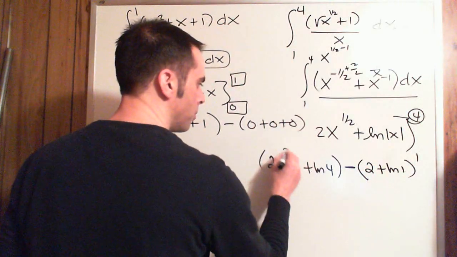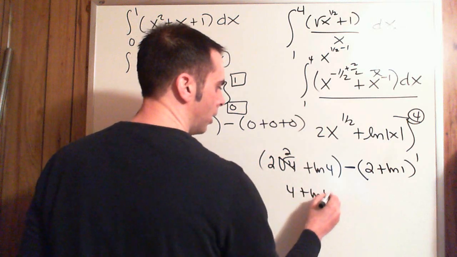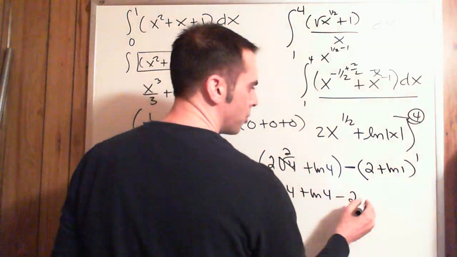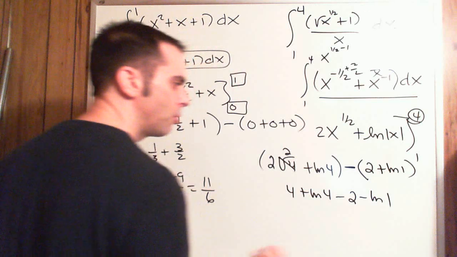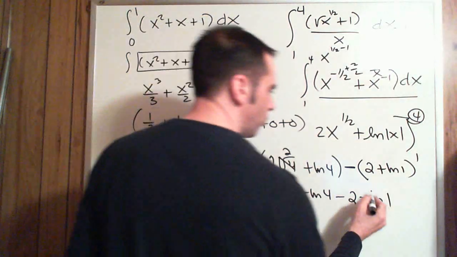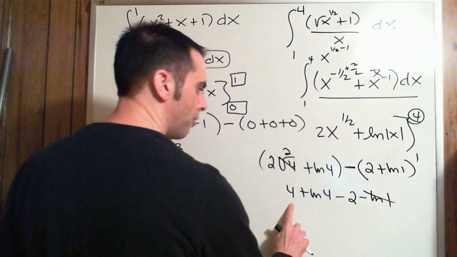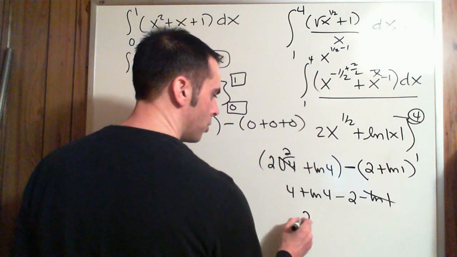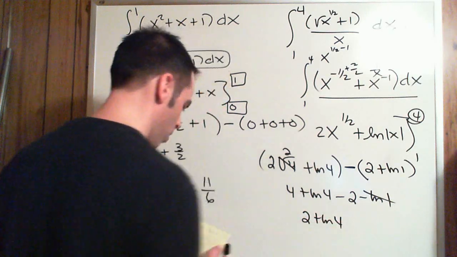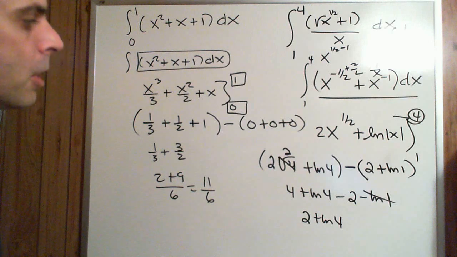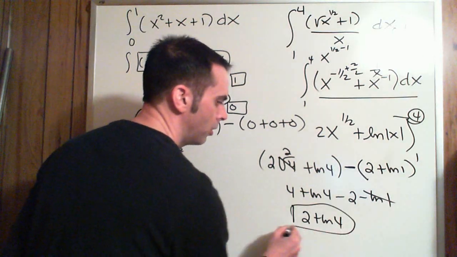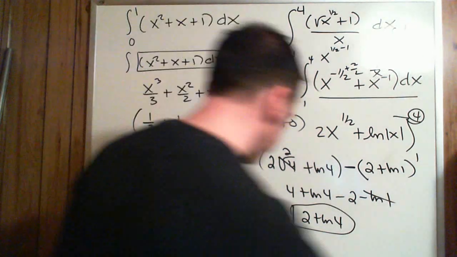So this is 2 times 2, which is 4, plus the ln of 4, minus 2 minus the ln of 1. You have to distribute that minus through there. The ln of 1 is 0, so that's gone. And 4 minus 2 is 2, plus the ln of 4. Okay, so there's our answer then: 2 plus the ln of 4, and that cannot be simplified.